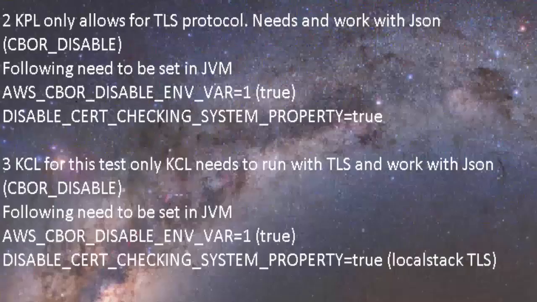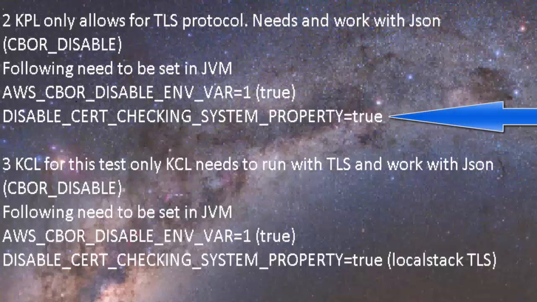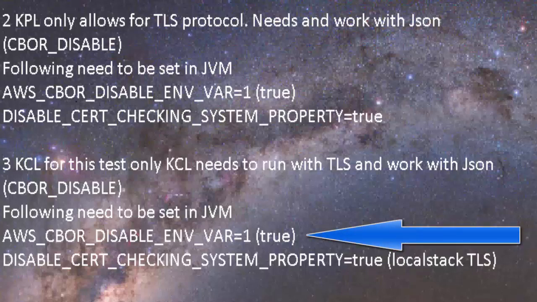Thankfully, we can find in that SDKGlobalConfiguration class another system property that we can set to allow self-signed certificates. It's a system property called DISABLE_CERT_CHECKING_SYSTEM_PROPERTY. And if we set that to be true, it will allow us to work with self-signed certificates for calling Localstack with the AWS SDK in both the producer and the consumer. We will also need to not forget to set the CBOR disable environment variable to be true when we call Localstack running Kinesalite behind the scenes with the AWS SDK.